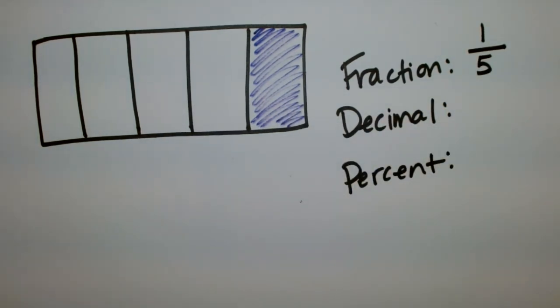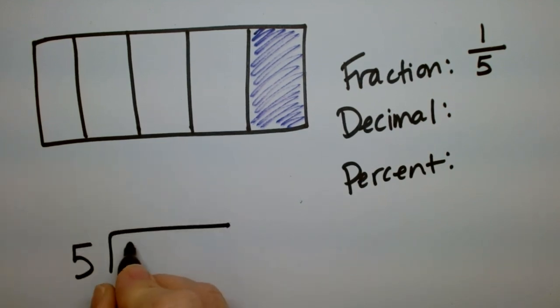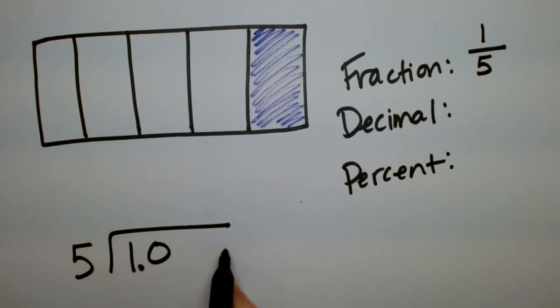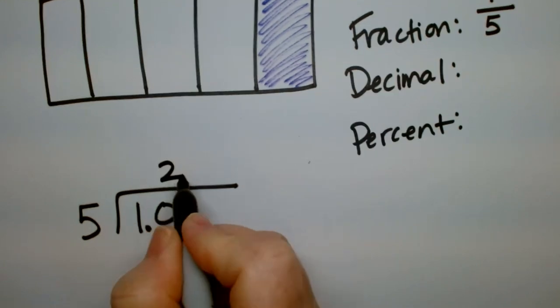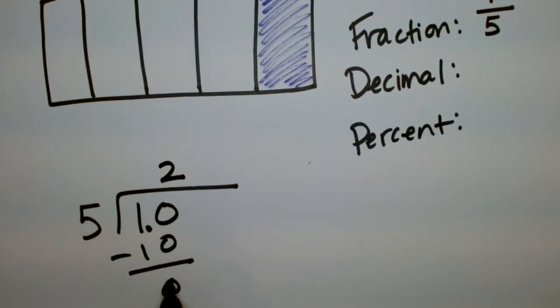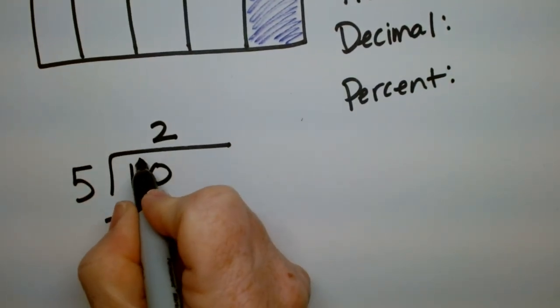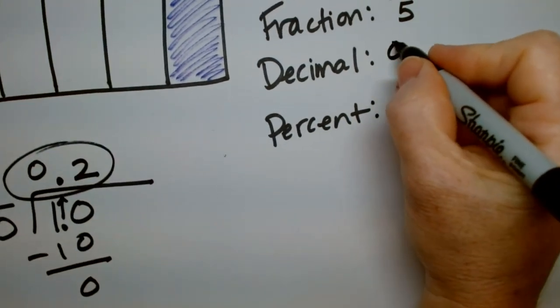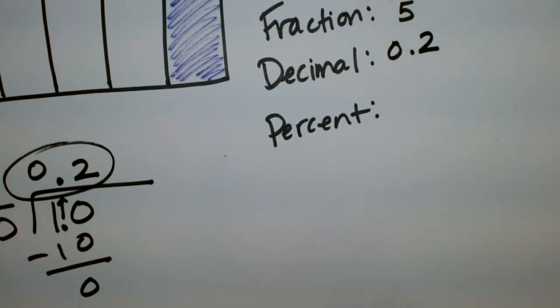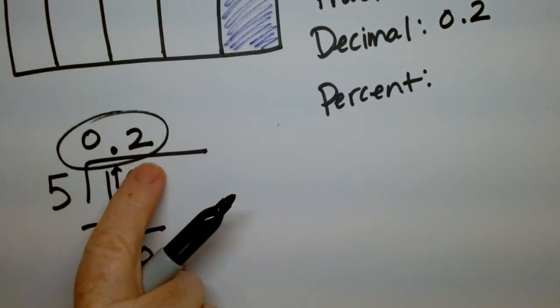How do we get the decimal? 5 goes into 1. 5 doesn't go into 1, but it goes into 10. Anytime you start adding zeros past a number, you got to add a decimal point. 5 goes into 10 how many times? 2. And it's even. There's nothing left over. Push the decimal point up. Stick a 0 so it looks nice. Decimal form is 0.2.